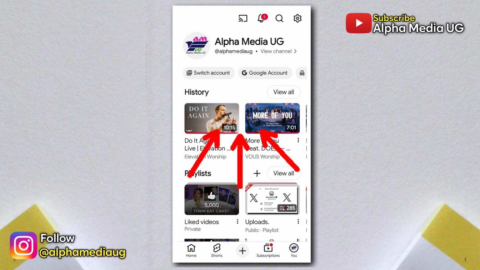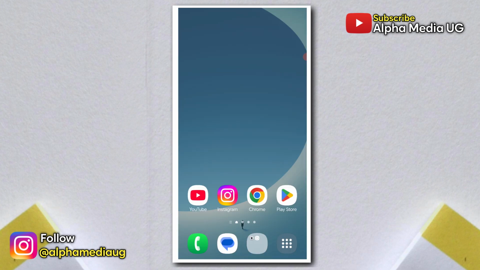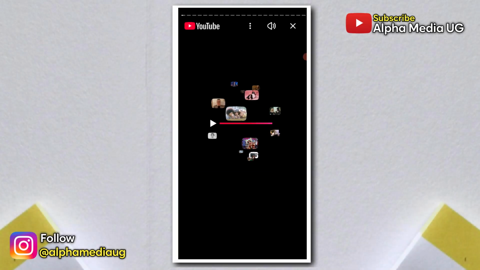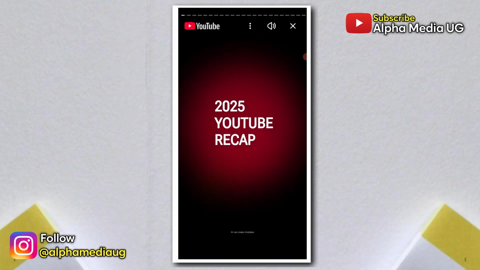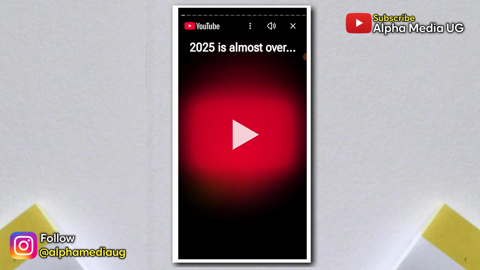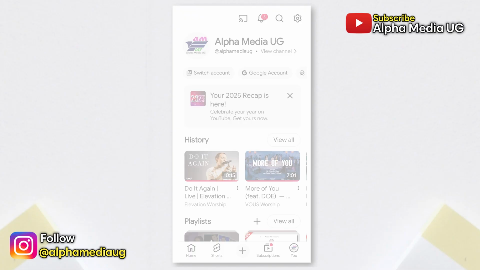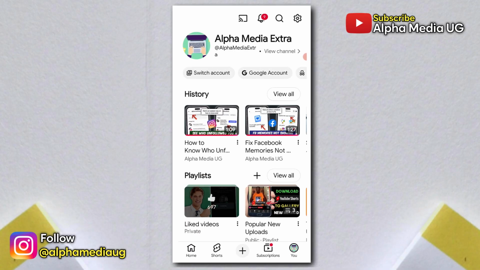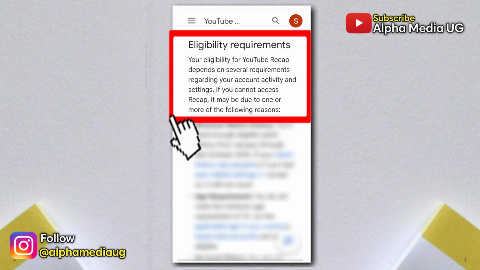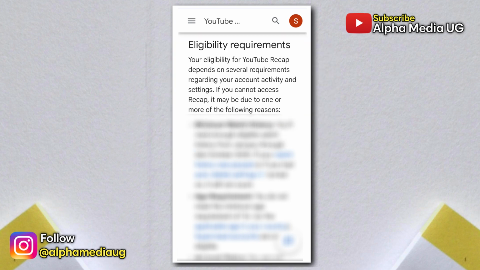If you don't see the recap option, there are a few possible reasons. One main reason is that the feature is still being gradually rolled out, so it may not be accessible in your region yet. In some cases though, the option appears on some accounts while others do not. In that case, according to YouTube, here are the eligibility requirements for accessing the YouTube recap.